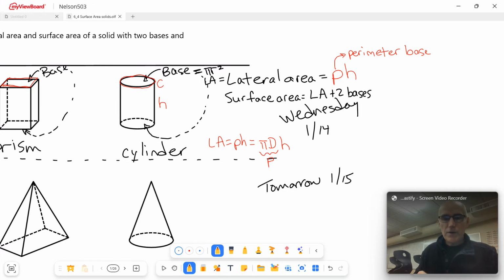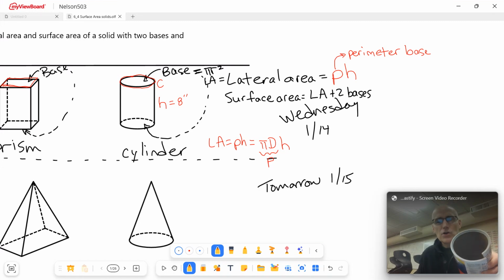And then to get the whole surface area, we got to add the bases in, right? So I like my formula right here. I take the lateral area plus 2 bases. Okay, well, let's try this right now with the cylinder. If I measure the cylinder right here, let's say it's 8 inches. So I put over here 8 inches, 8 inches. Would you do that for me?